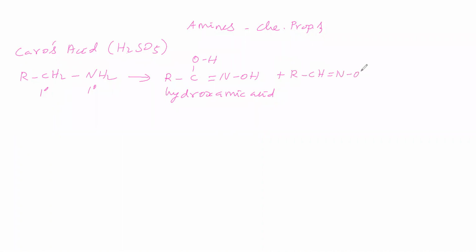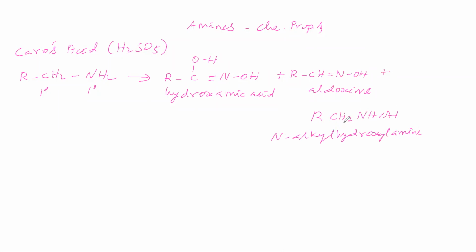Next compound is aldoxime. Next compound is RCH2NHOH. This alkyl group is attached to N. Therefore, we can say N-alkyl hydroxylamine. N-alkyl hydroxylamine is obtained.